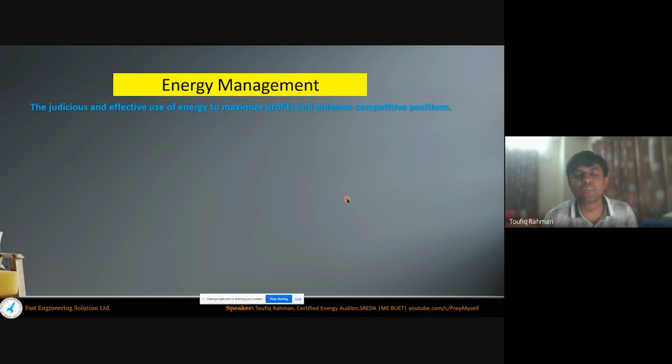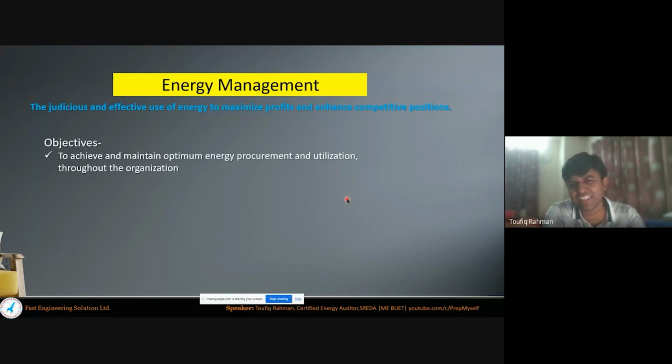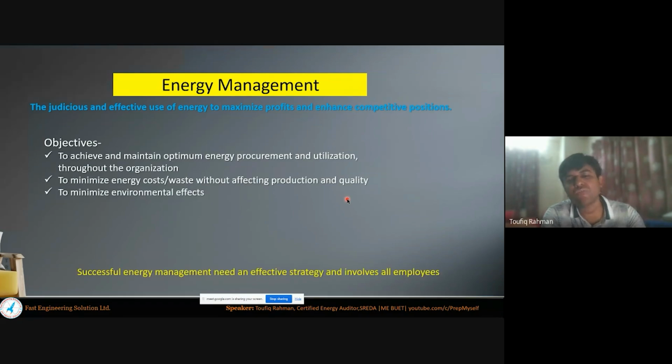I will give you some hints today, not all, because time is short for me. I cannot do everything in this small time, but I can assure you that if you go further, you will have the opportunity to learn more about energy management. So these are the objectives that energy management has, actually, to minimize the environmental effect is one of the other things.